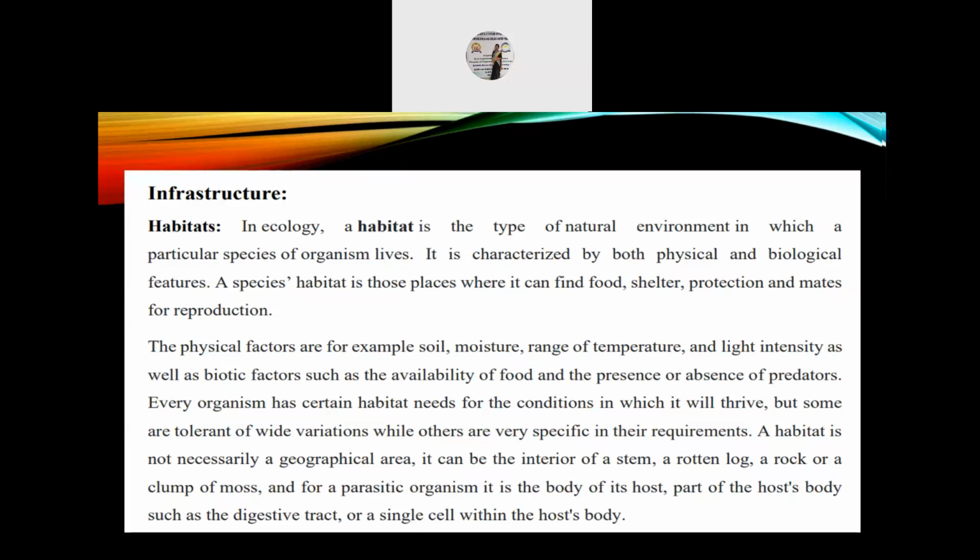Every organism has certain habitat needs for the conditions in which it will thrive, but some are tolerant of wide variations while others are very specific in their requirements. A habitat is not necessarily a geographical area. It can be the interior of a stem, a rotten log, a rock, or a clump of moss, and for a parasitic organism, it is the body of its host, part of the host's body, such as the digestive tract, or a single cell within the host's body.